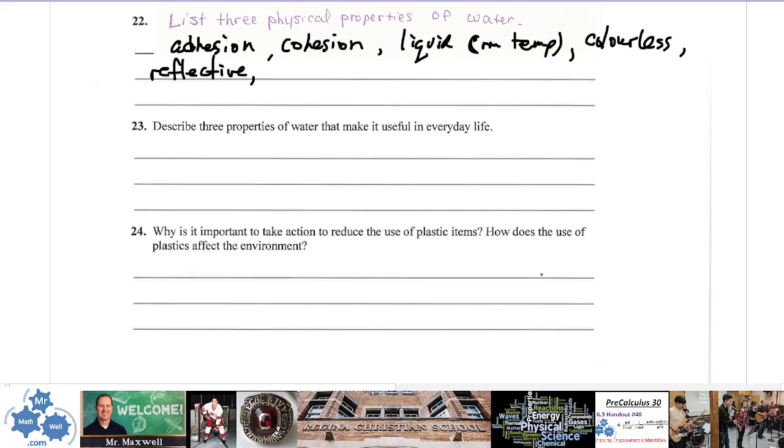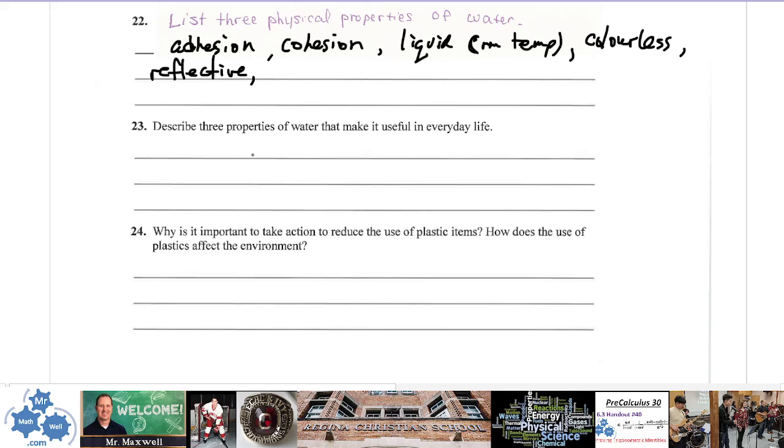Describe 3 properties of water that make it useful in everyday life. Okay, what makes it useful? Now, let's go back to drinkable. Your body needs it to hydrate itself. Yeah, it makes it useful. Okay, reaction with your body, I guess. You could say that it's necessary for your cells to operate. Okay, properties of water that make it useful. Now, I think they're going for other things, but what else would you say there?